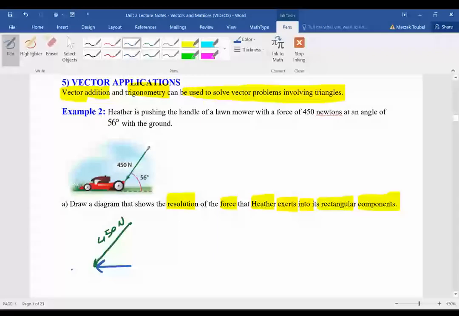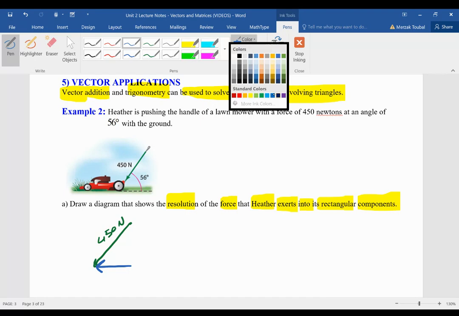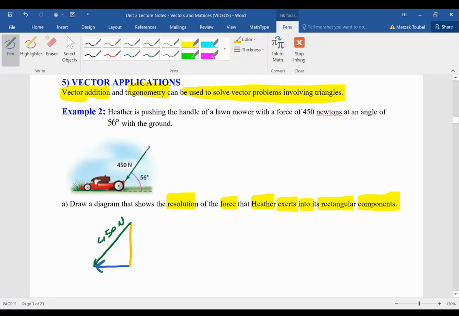Okay, so the mower moves forward, so that's the horizontal component. Also, the lawnmower is pushed down, and that's the vertical component. Let's use another color. Let's use orange, down. Let's label this with Y, and let's label the horizontal one with X.